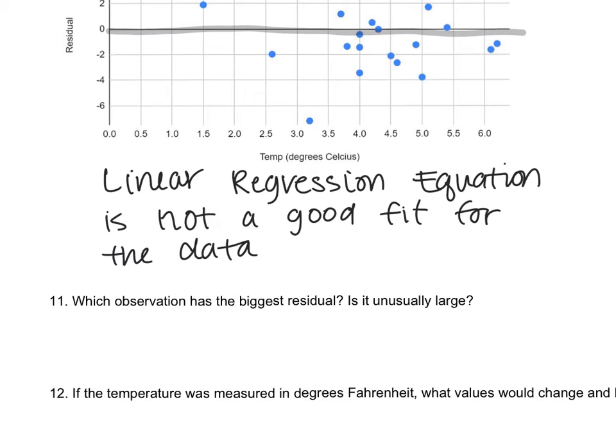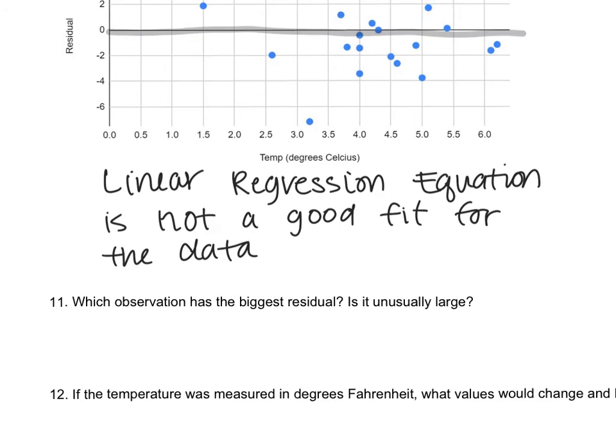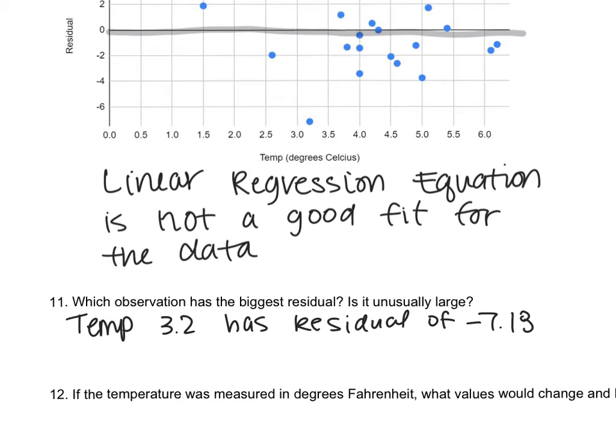If we look, we have a residual of -7.18. So a temperature of 3.2 has a residual of -7.18. Now, asking if it's unusually large is comparing it to the other residuals.